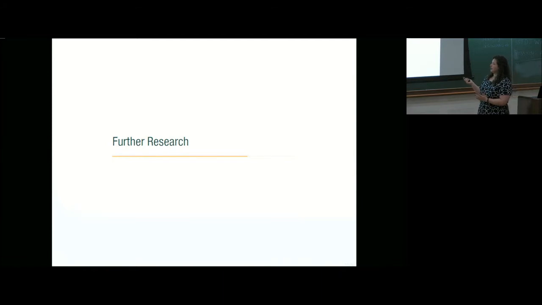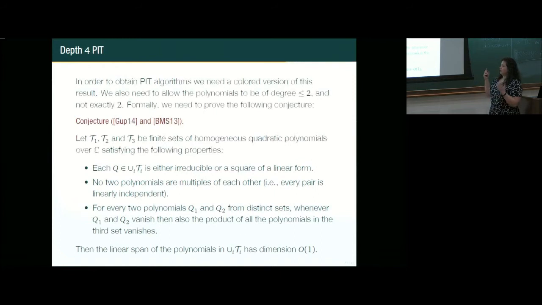But this leaves a lot of further research questions. So the first, most interesting one is to achieve depth for PIT. I need a colored version of this theorem. And moreover, I need to allow some sense that the polynomials are not of degree 2, a degree less than 2. Because this is the case of PIT. So this is like the main theorem that we need for PIT. This was conjectured by Gupta and BMS.